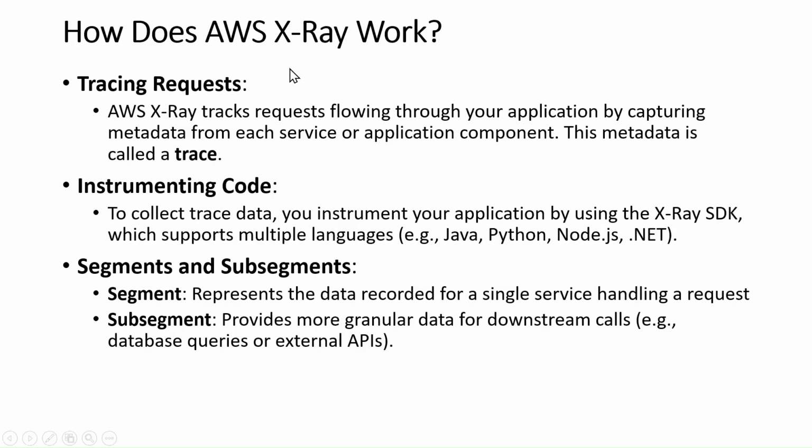So how does the X-Ray service work? First, trace requests. X-Ray tracks requests flowing through your application, whenever a user or client makes any request or clicks any call-to-action button. It captures metadata from each service and application component; this metadata is called a trace. Whatever movements you make inside your application can be tracked here.